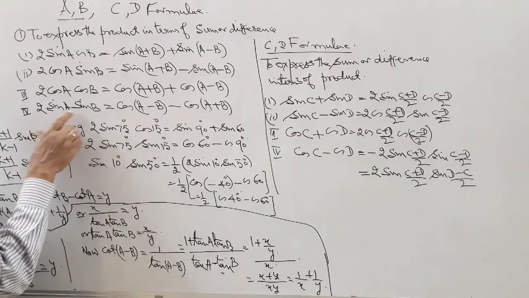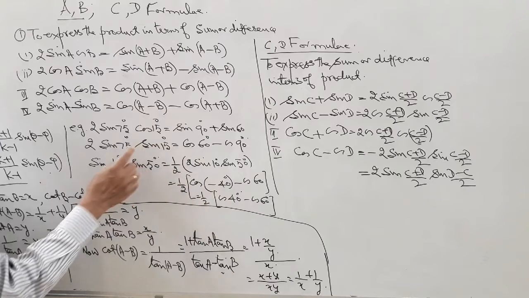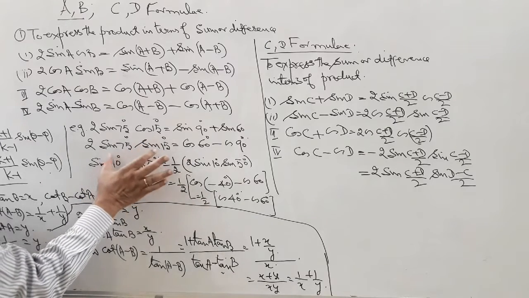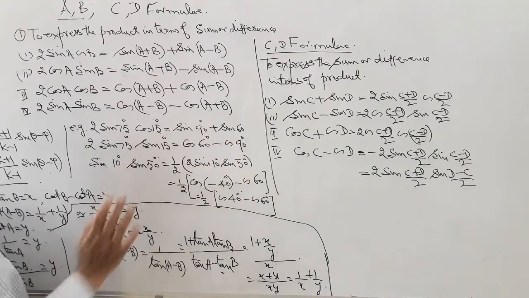देखो ये sin वाला, that is the fourth case. So here we have cos 75 minus 15, the fourth formula. See, cos 60 minus cos 90.